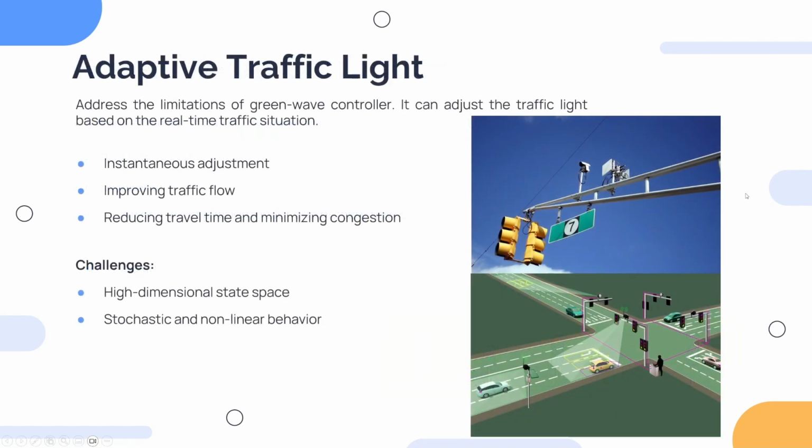The second method is adaptive traffic light control. It can adjust the traffic lights based on the real-time traffic situation. However, implementing this system is very challenging due to the high-dimensional state space and the stochastic, non-linear behavior.